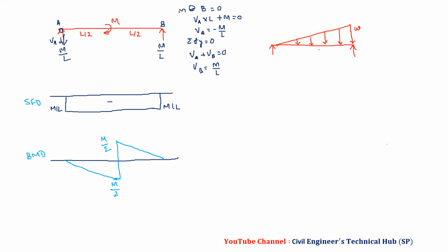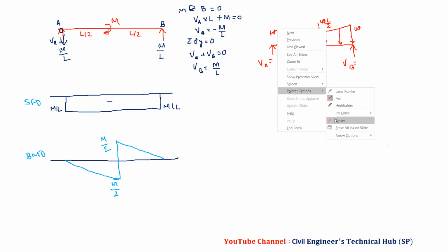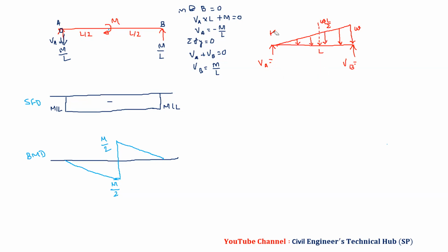If this is W, this is L, and this is VA, this is VB, we should be in a position to find the reactions. How will we find the reactions? We will apply the total load. What will be my total load? The total load will be WL by 2, and its distance from this end is 2L by 3. So this is 2L by 3.